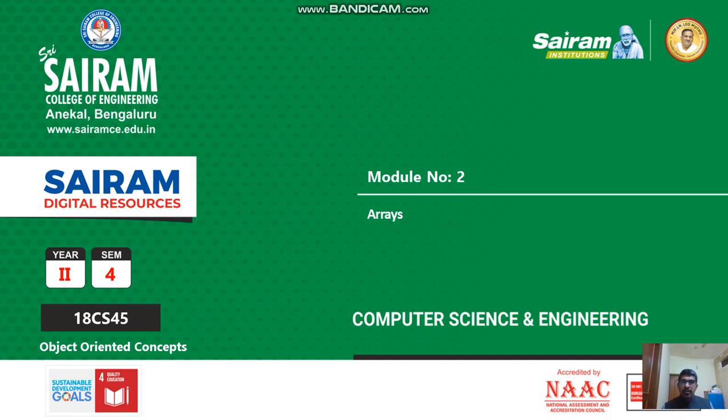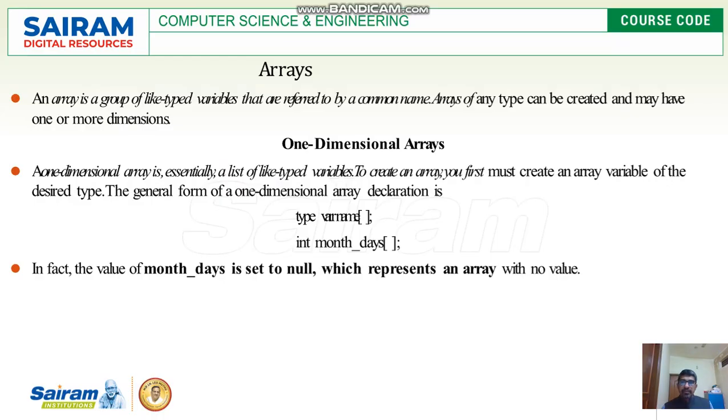Welcome back. In this video, we are going to see what is an array and how we can use arrays in Java programs. So let us see how we can declare an array. Everyone knows what is an array, which is going to put together variables of same type. Or we can say that an array is a group of like type variables that are referred by a common name.